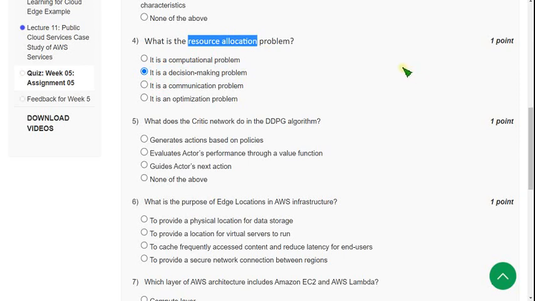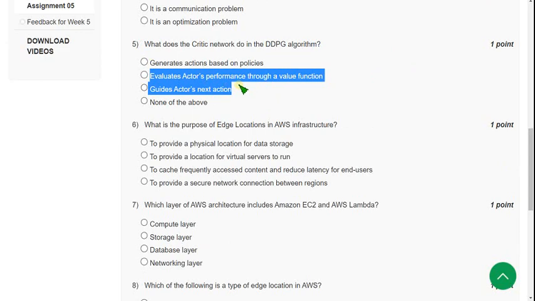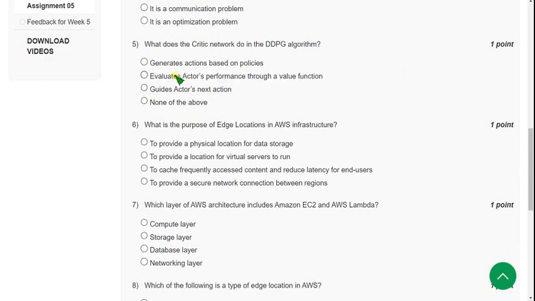So now let's move on to the fifth question. What does the critic network do in the DDPG algorithm? Guys, both of these involve that statement, but in the lecture it is mentioned that the critic evaluates the actor's performance through a value function. The second option is also given, that it will guide the actor's next action. That means the critic does it directly, and that will be helpful in guiding the actor's next action. So I think the second option should be given preference, because it is directly linked with the critic network, and the third option is the consequence of the second option. So I think we should go with the second option.